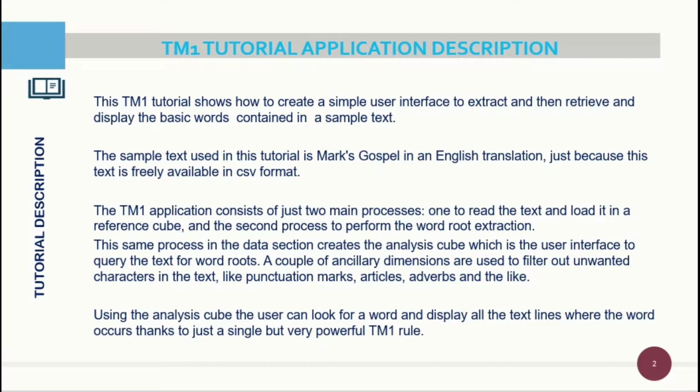One to read the text and load it in a reference cube, and a second process to perform the word root extraction. This same process in the data section creates the analysis cube, which is the user interface to query the text for word roots. A couple of ancillary dimensions are used to filter out unwanted characters in the text, like punctuation marks, articles, adverbs, and the like. Using the analysis cube, the user can look for a word and display all the text lines where the word occurs, thanks to just a single but very powerful TM1 rule.